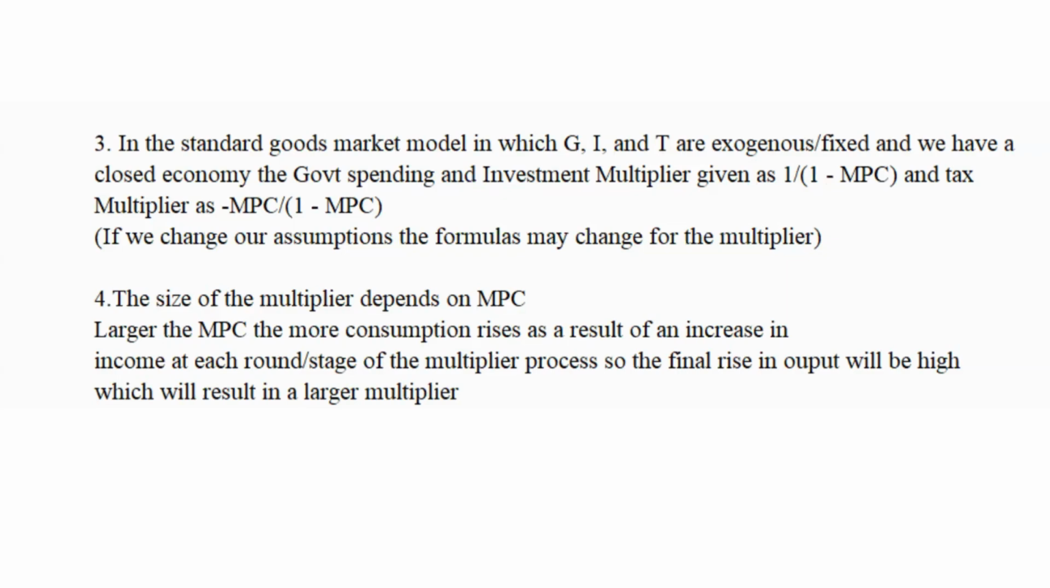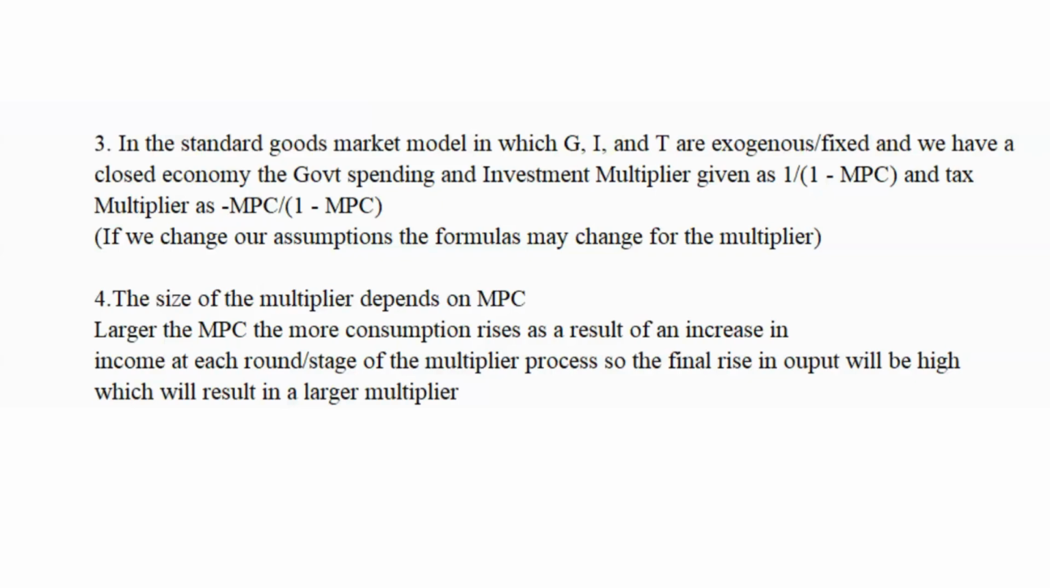The government spending multiplier is 1 by 1 minus MPC, the investment multiplier is 1 by 1 minus MPC, and the tax multiplier is minus MPC by 1 minus MPC. If the assumptions of the standard goods market model under which we derive these formulas change, the formulas for the multipliers can change. So it's not like these formulas are going to work regardless of whatever assumptions you take for the goods market model. If you were to take investment to be a function of Y, the formulas would change slightly. If you were to take taxes to be a function of Y, the formulas would change slightly. If you were to assume an open economy, there would be a change in the formulas of the multiplier, right?